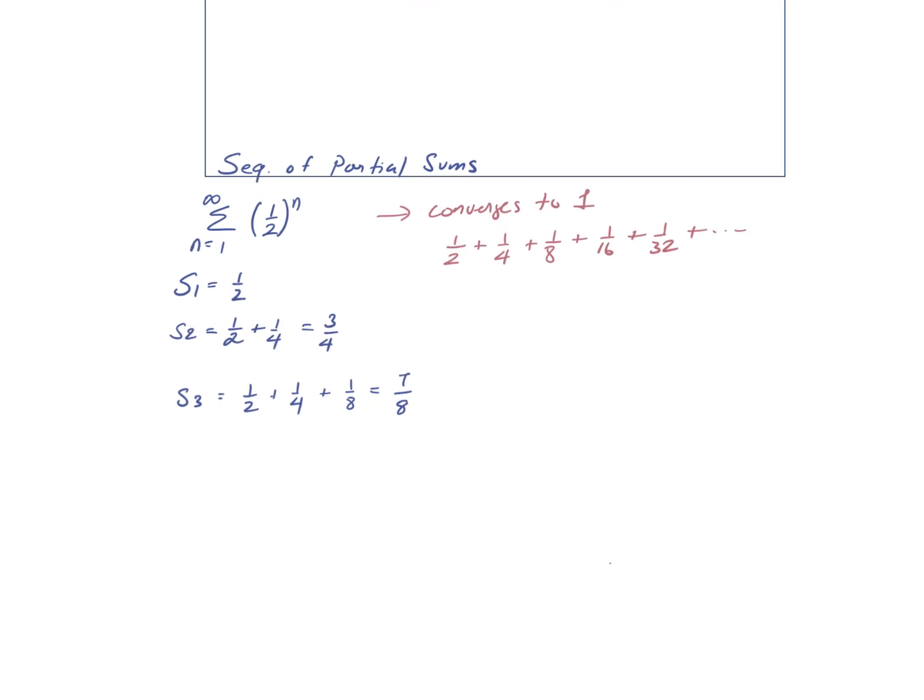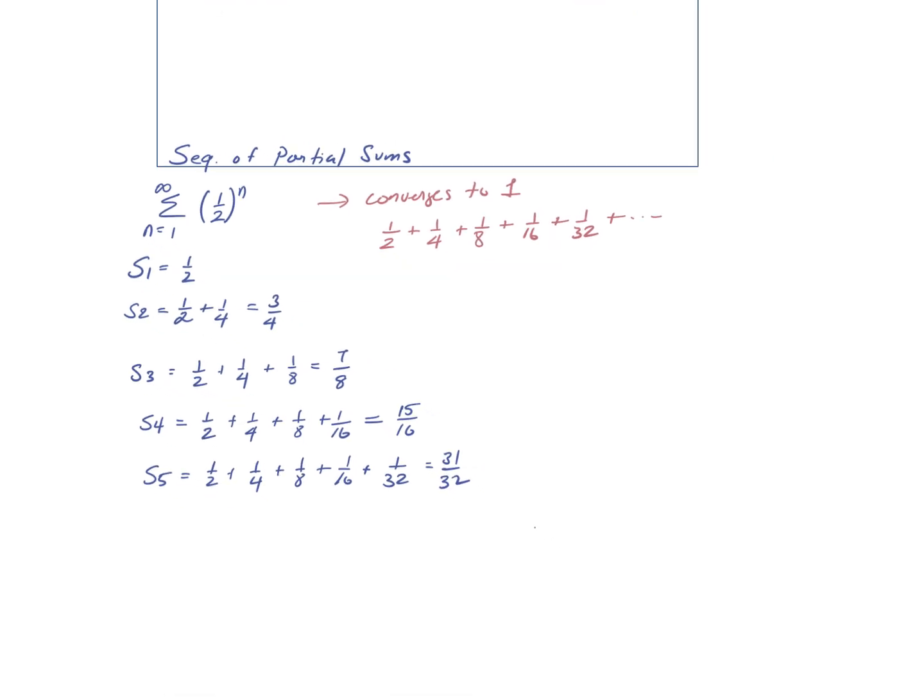Now you can see here it's getting closer to 1. This is a half, 0.5, 0.75, 0.875. So it's getting closer and closer to 1, which we know that it's going to. For each term that you add, it's going to get a little bit closer. S sub 4 would be 1/2 plus 1/4 plus 1/8 plus 1 over 16 to get 15 over 16. S sub 5 would be 1/2, 1/4, 1/8, 1/16 plus 1 over 32, and we get 31 over 32.